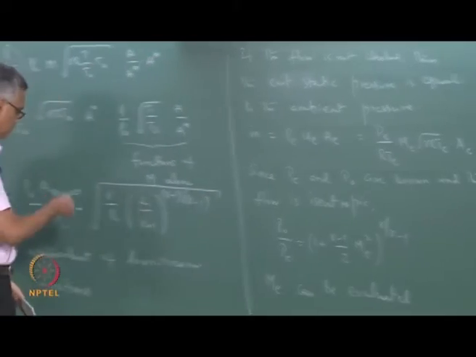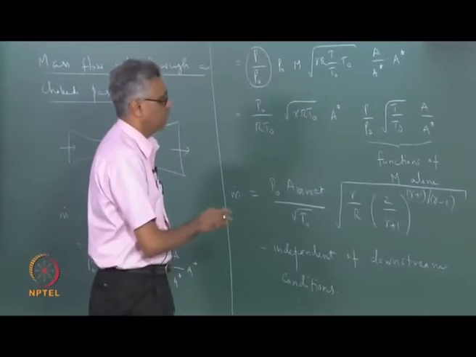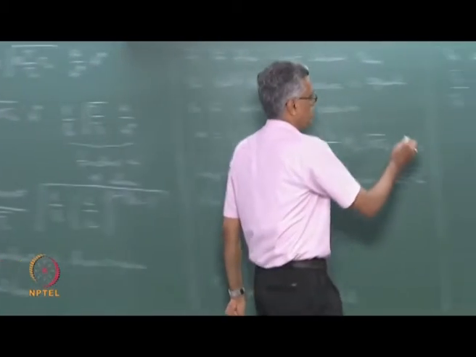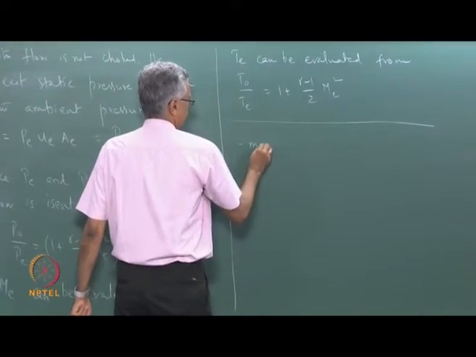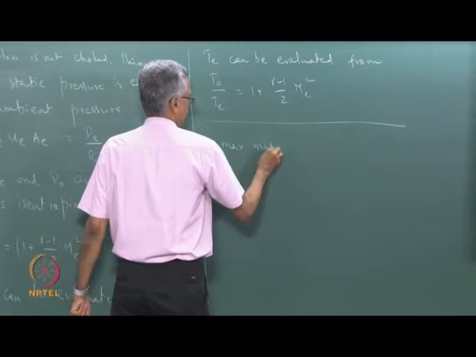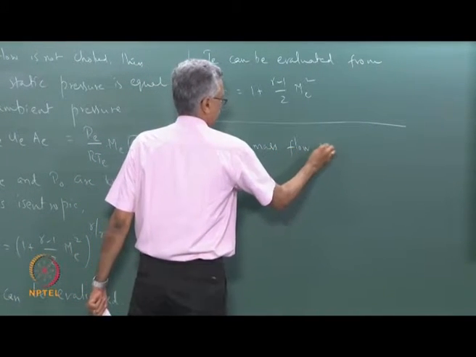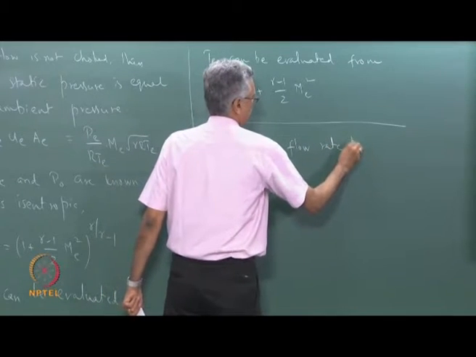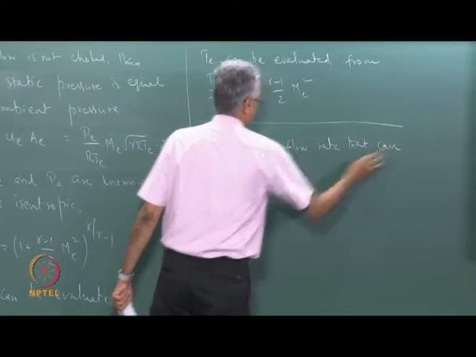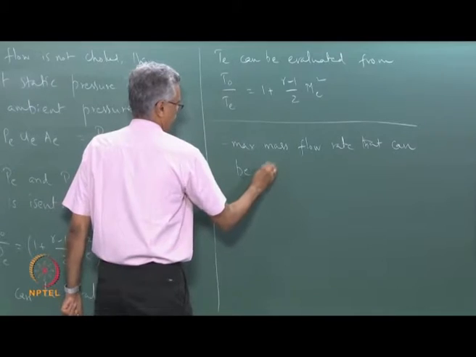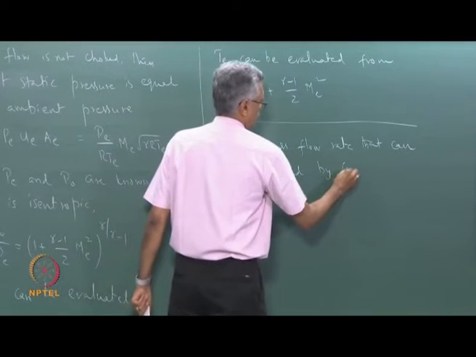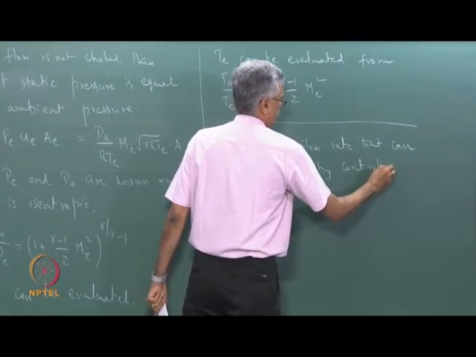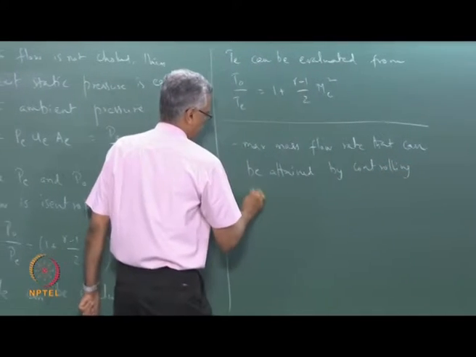So, if you come back to this expression now, what we are going to say for this expression is that this m dot is the maximum mass flow rate that can be attained by controlling the ambient pressure.